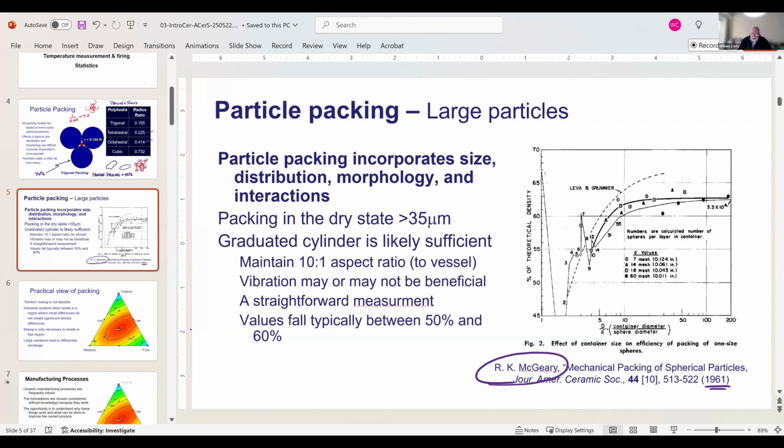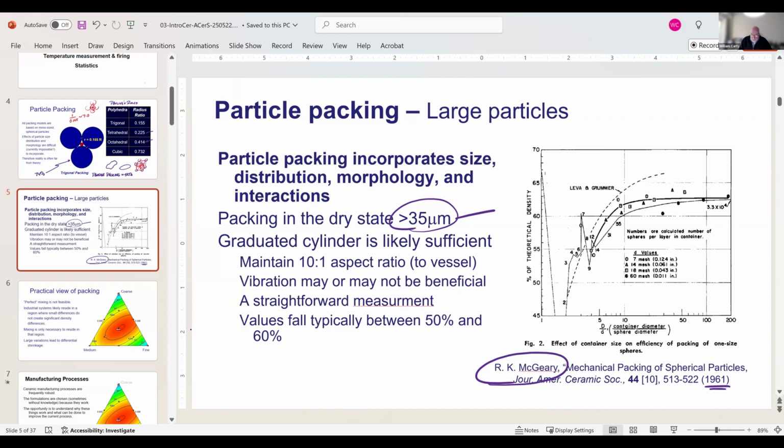These are all ignored. In his case, there are no particle interactions. In our case, when you get to fine particles, colloidal forces can take over and the particles can agglomerate. So to look at that, everything has to be greater than 35 microns to avoid colloidal forces, which we talked about, right? And the graduated cylinder works well.